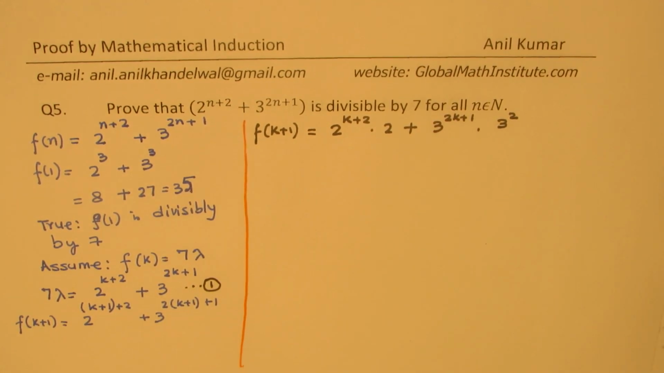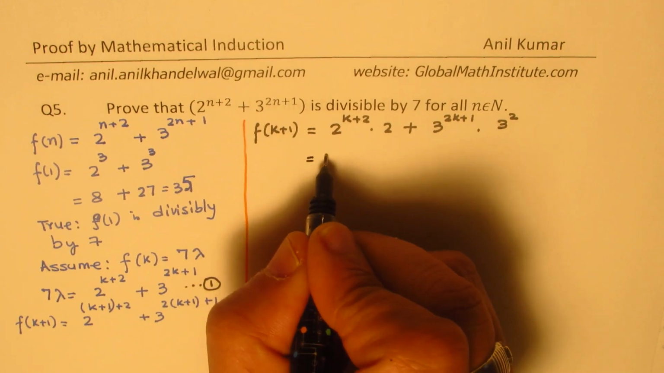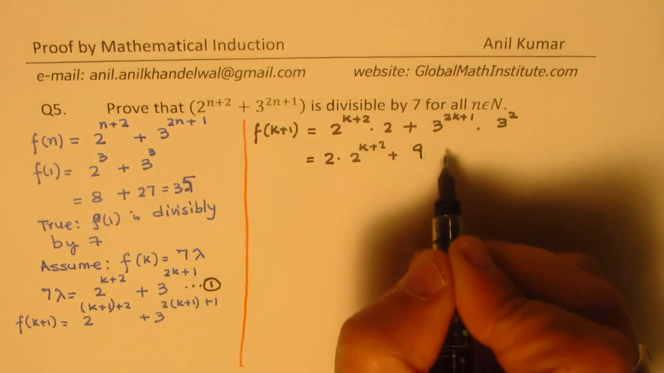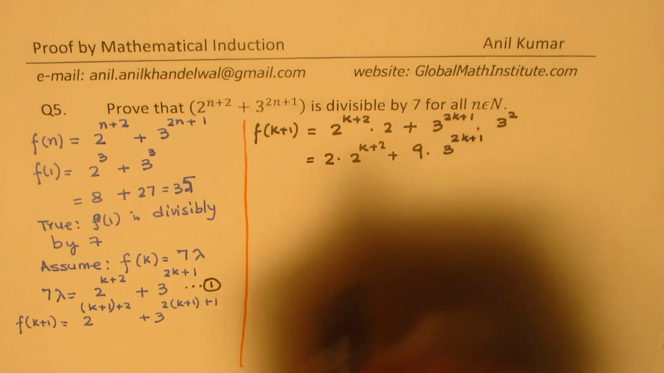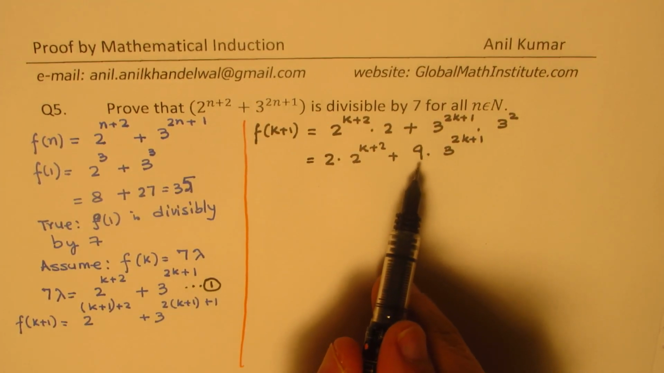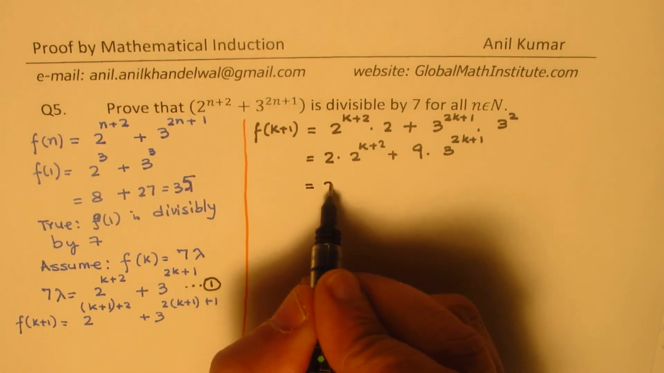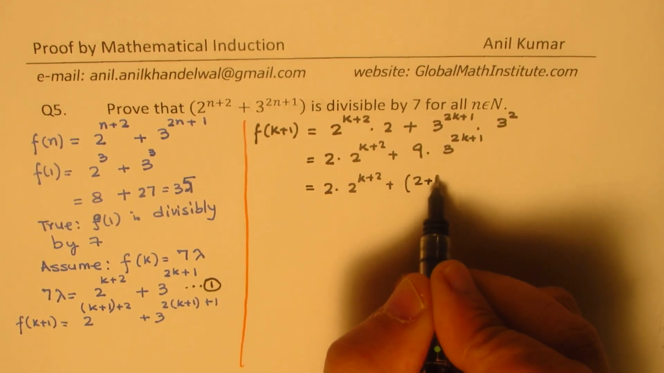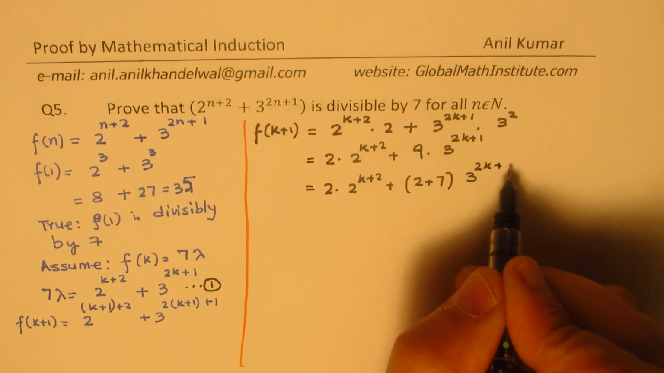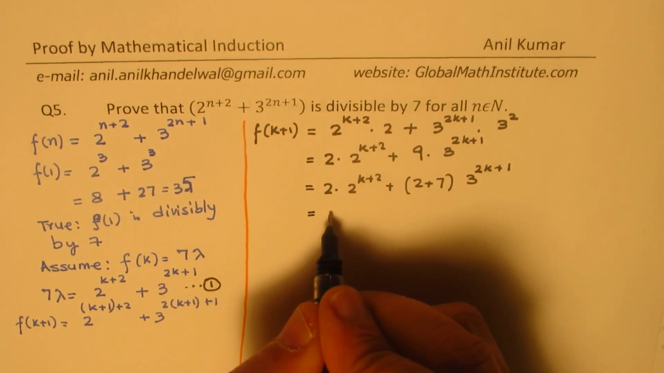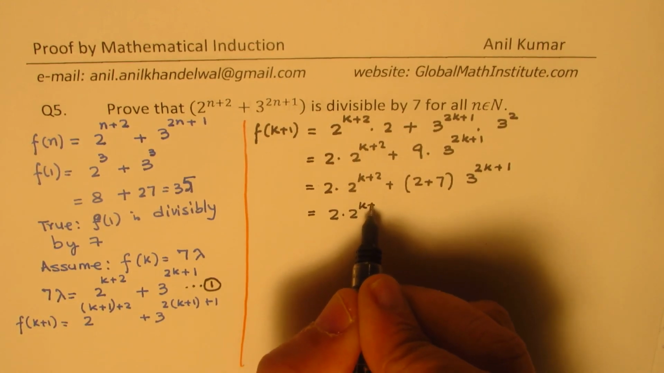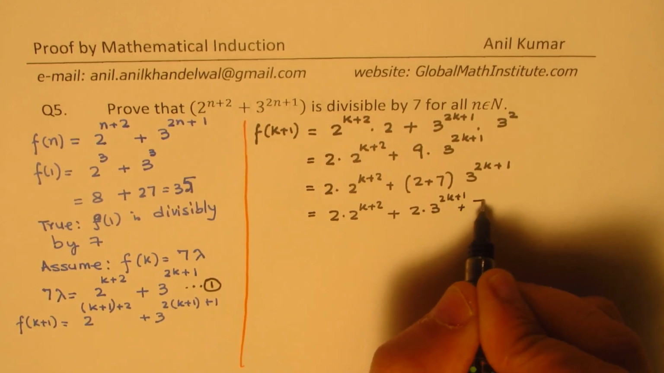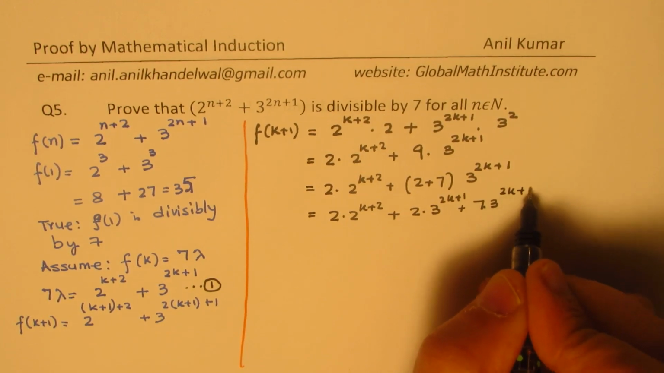Okay. So now, 3 square is 9, so we can write this as 2 times 2 to the power of k plus 2 plus 3 square is 9, so 9 times 3 to the power of 2k plus 1. 9 can be written as a combination of 7 and 2. So we can write this as 2 times 2 to the power of k plus 2 plus 2 plus 7 times 3 to the power of 2k plus 1, which is 2 times 2 to the power of k plus 2 plus 2 times 3 to the power of 2k plus 1 plus 7 times 3 to the power of 2k plus 1.